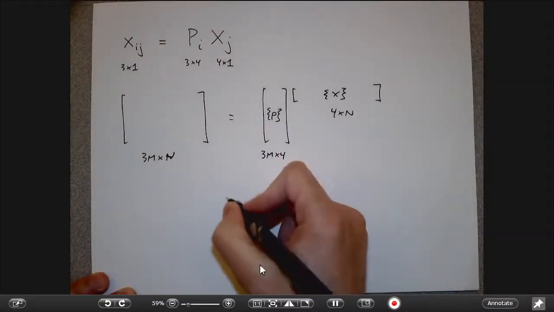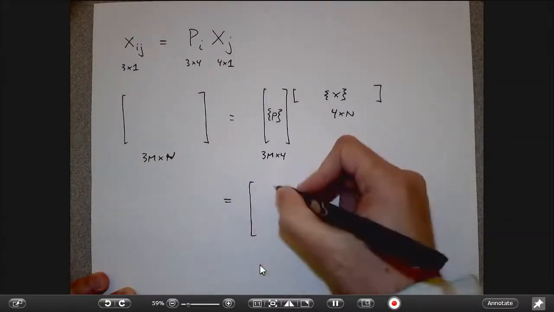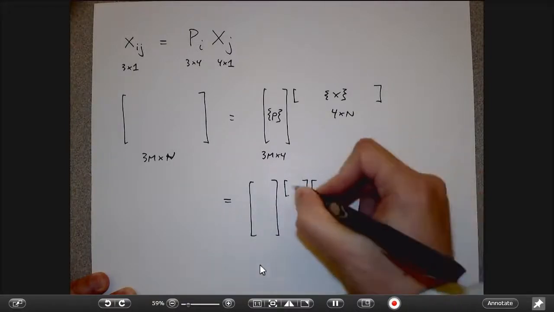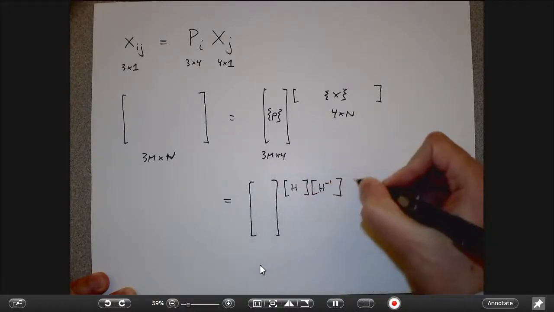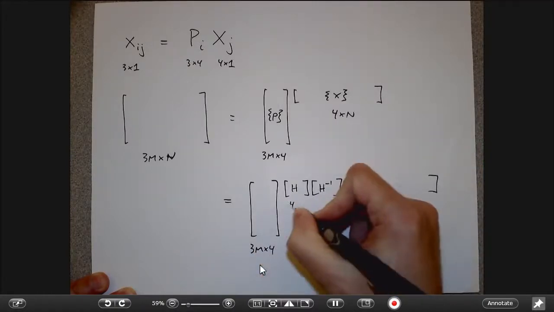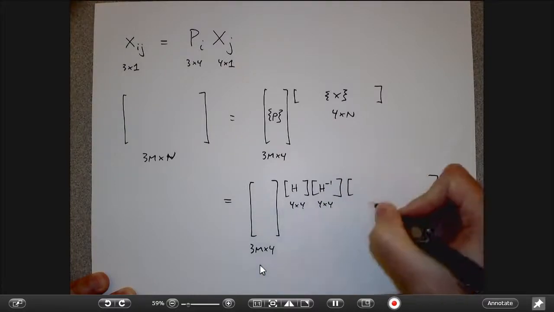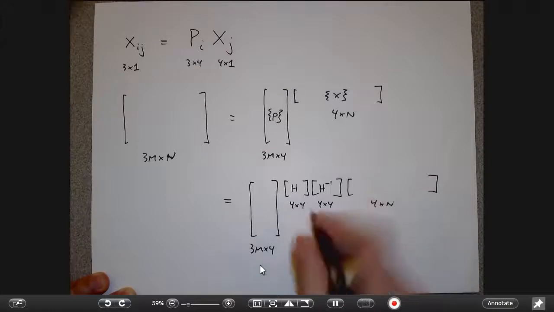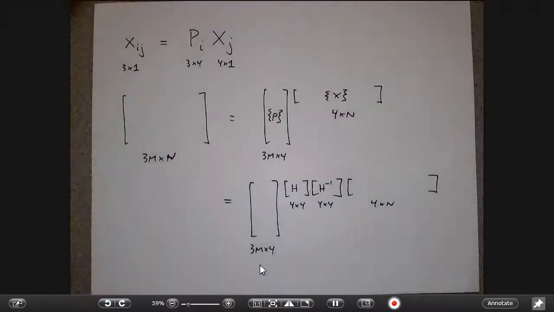But the problem is that I can put some 4 by 4 matrix in the middle here. I could say this is H inverse. So again, I can choose any non-singular matrix H here and still have exactly the same measurement matrix on the left-hand side, right? So that's the problem with projective reconstruction: there's no way for me to resolve this ambiguity without knowing more about what's going on in the scene, okay?